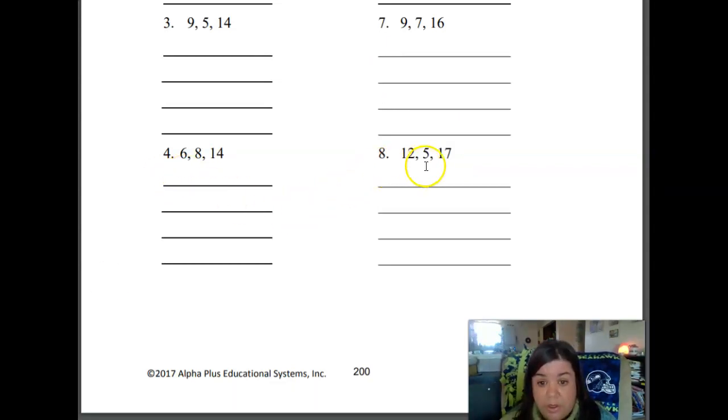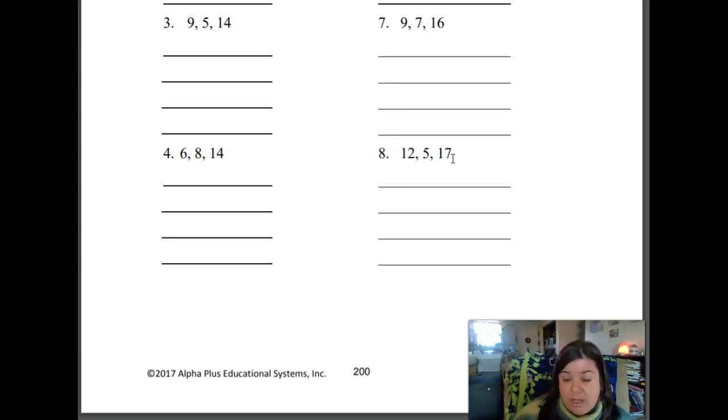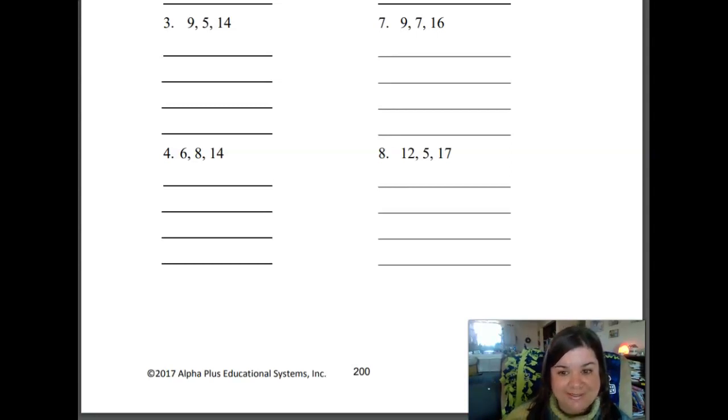Last one, 12, 5, and 17. What's the biggest number there? Okay, you have 4 math sentences to write. Do that now. Pause the video. Write them down. Don't just watch the video. Gotta make sure yours are correct. Pause it.